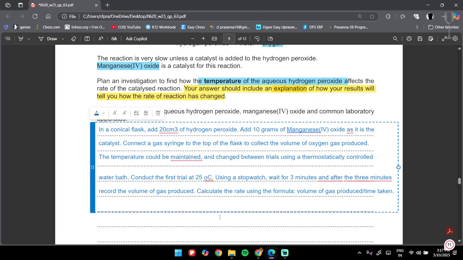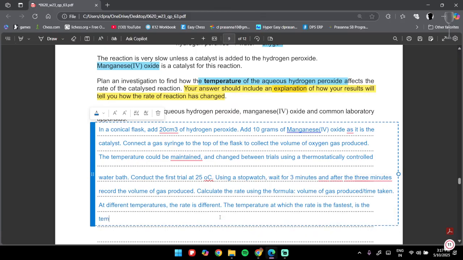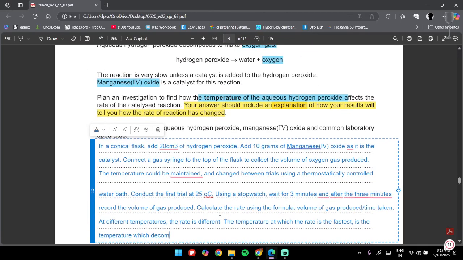Now I have to provide an explanation of how my results will tell me the rate has changed. Okay, so at different temperatures, the rate is different. I'll say that first. Then I'll say that the temperature at which the rate is the fastest is the optimum temperature. So the temperature which decomposes the hydrogen peroxide the fastest.